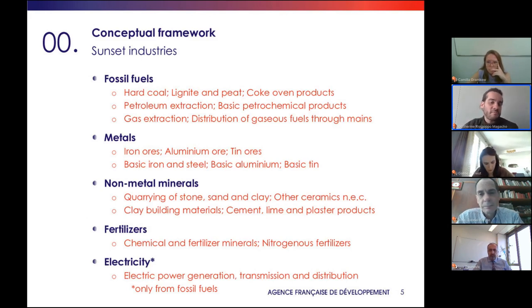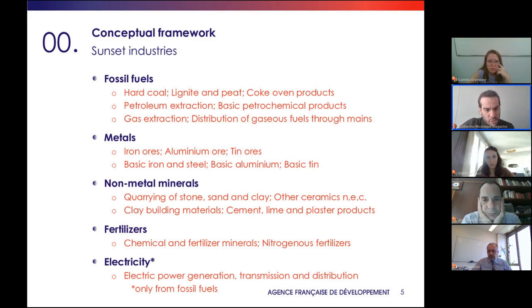We have five large sectors with a lot of industries within them. So fossil fuels, for example, have coal, lignin and peat, coke, petroleum, and we discuss, for example, gas extraction. Of course, the timing is different for these industries to lose importance. We expect that coal is going to be much faster than gas, but we are also expecting that all these industries will decline, either because demand will decline, or the technology will change and these industries will become less and less important than they are now. And so the countries that depend on these industries in terms of trade, production, employment generation, and fiscal revenues are the most impacted.